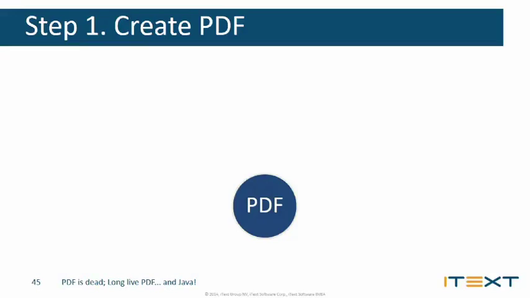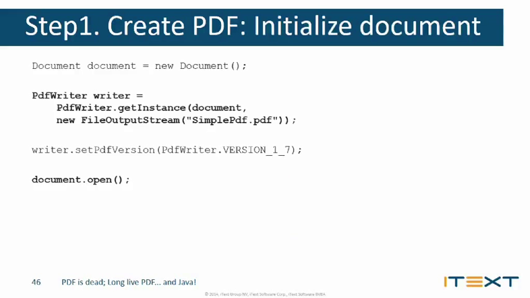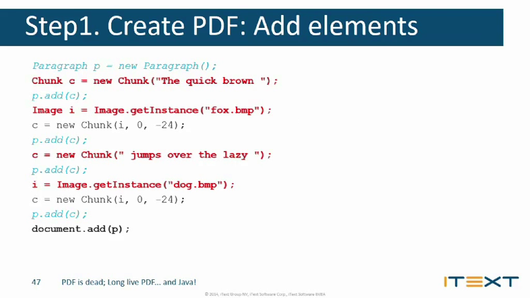Step one, just create a simple PDF, like we did in the beginning with the Hello World example. So again, we just open a document. We create a document object. We use a PDF writer again, and you can see we use a file output stream again to create a file called simplepdf.pdf. We're creating PDF version 1.7 here, and we open the document so we can start adding content to it. We're adding a bit more content than in the Hello World example.